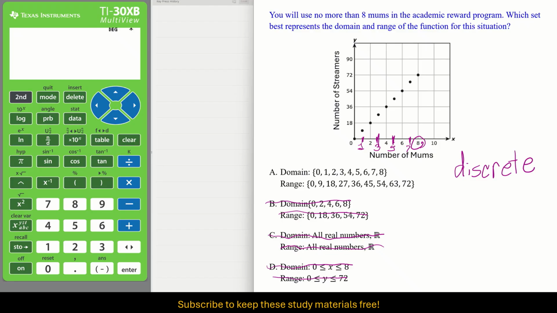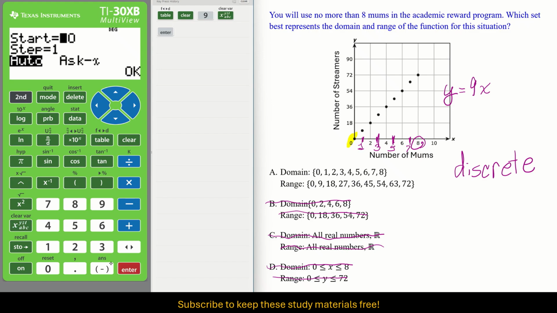It says that we have 9 streamers on each mum. So that's 9 streamers times I don't know how many mums. So that's what our simple equation should be. There's no B value because we start here at 0. Okay, so we enter table in our calculator, clear out what is there, and just say 9x, press enter, and I'm going to say start at 0. And let's just go with our auto table, auto create, and then okay, enter.